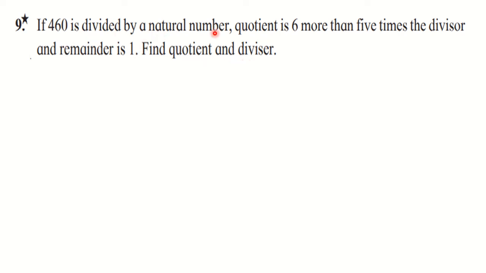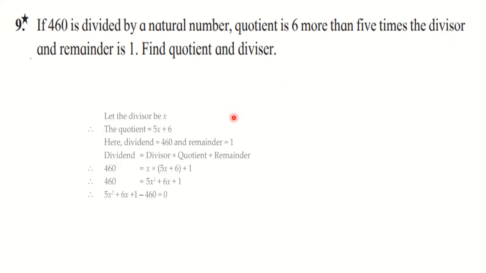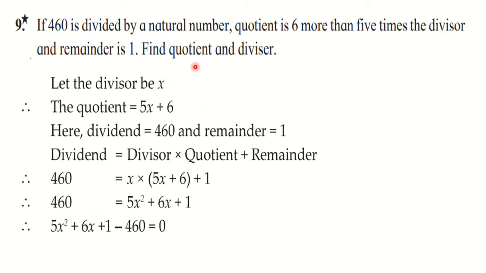See, quotient is 6 more than 5 times the divisor. That means quotient is given in the form of divisor. So we should start with divisor. Let the divisor be x. And therefore quotient is 5 times the divisor plus 6. So 5x plus 6. Quotient is 5x plus 6. Dividend is 460. Remainder is 1.